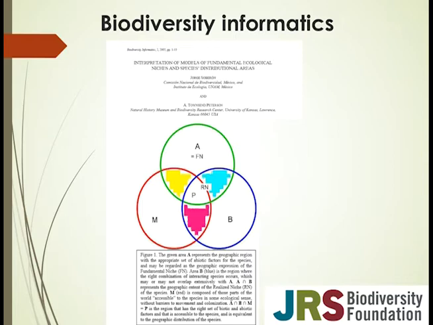The intersection between those three sets, that is A, B, and M, represents P. P is the region that has the right set of biotic and abiotic factors, and that is accessible to the species, and it is equivalent to the geographic distribution of the species.